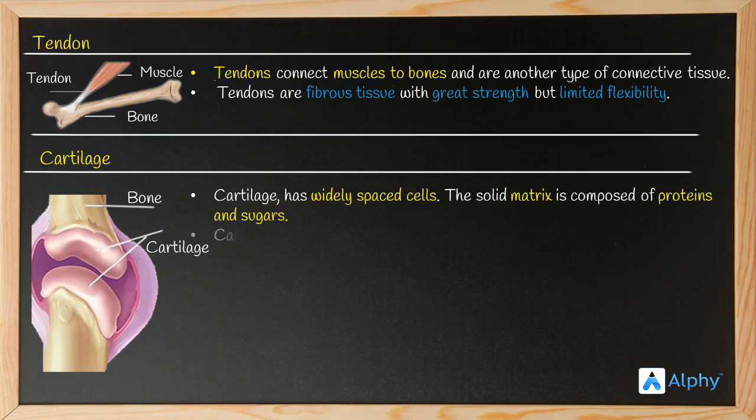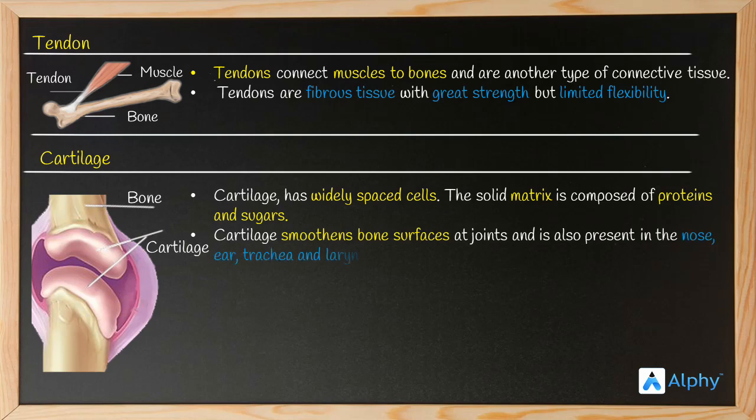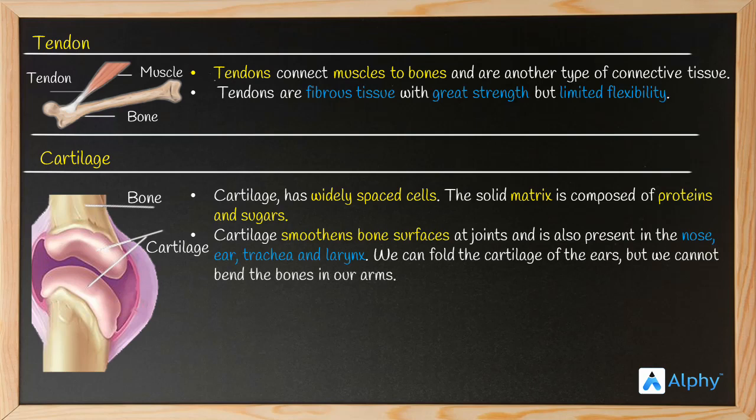That's it. Moving on, the cartilage smoothens the bone surface at joints and is also present in the nose, ear, trachea, larynx. We can fold the cartilage of the ears, but we cannot bend the bone in our arms, right? So the cartilage is found between bones, right? At joints. So tell me the purpose. Cartilage smoothens the bone surface.